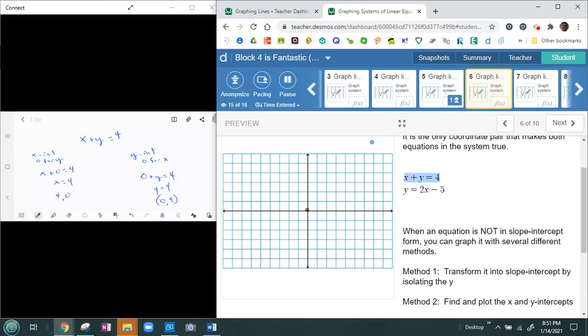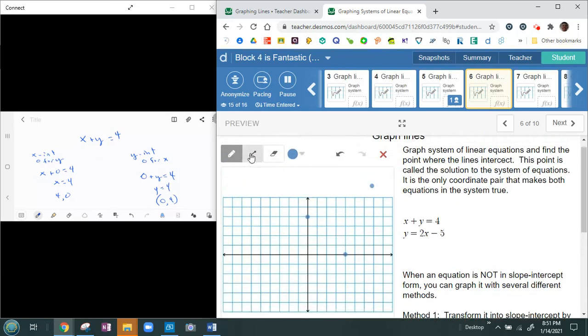4, 0 means I walk 4 and then I don't go anywhere in the elevator. And 0, 4 is I don't walk at all, I go up the elevator. And I'm going to draw myself a nice line there through those points.